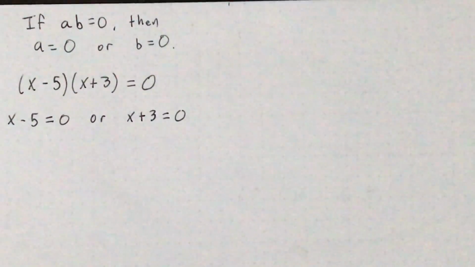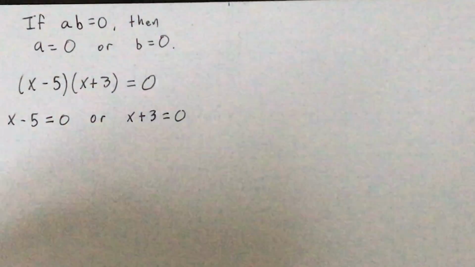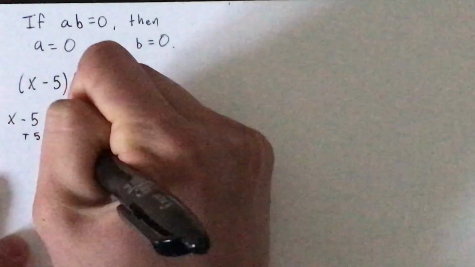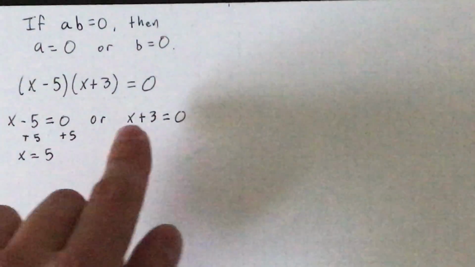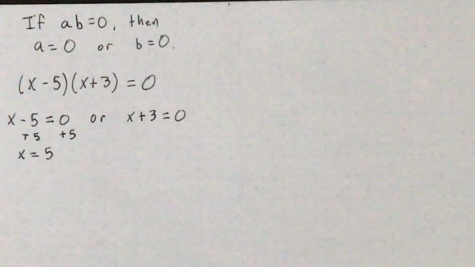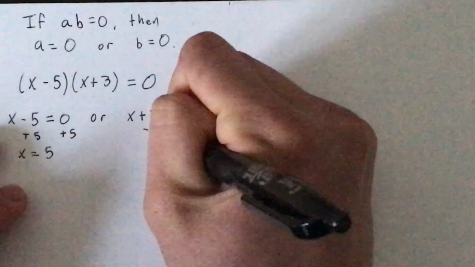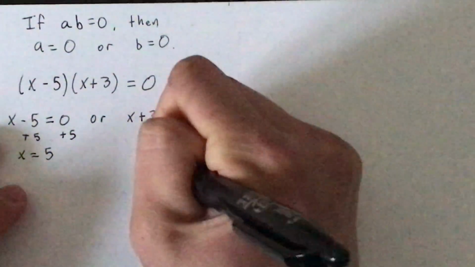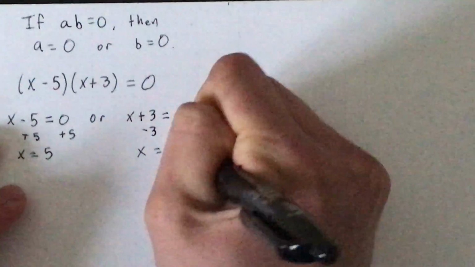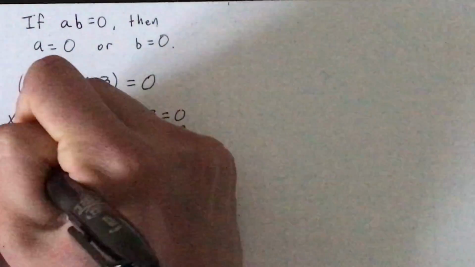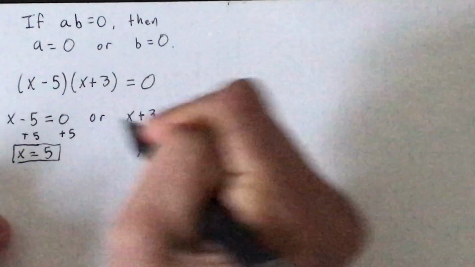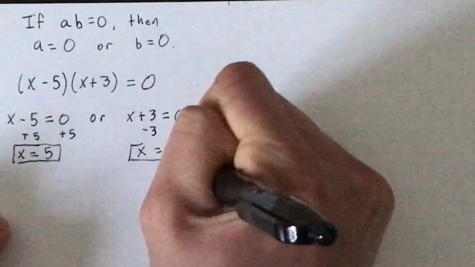Now we solve these two equations, and we remember we do the opposite of minus 5 here. To solve this equation, we add 5 on both sides, so you get x equals 5. For the other, we do the opposite of plus 3, which is minus 3, so we subtract 3 on both sides. You get x equals negative 3. Those are your two solutions, x equals 5 and x equals negative 3.